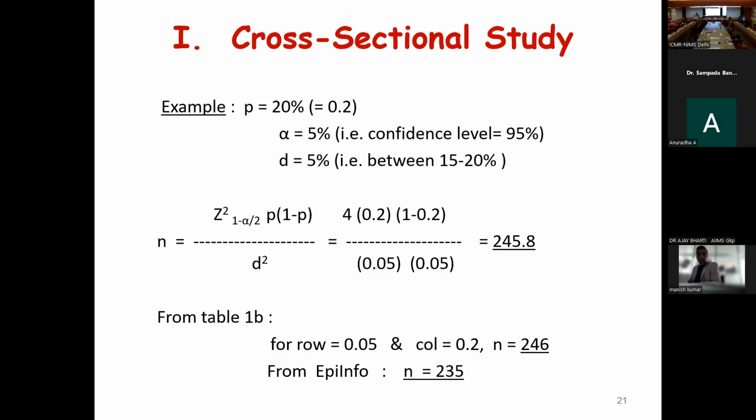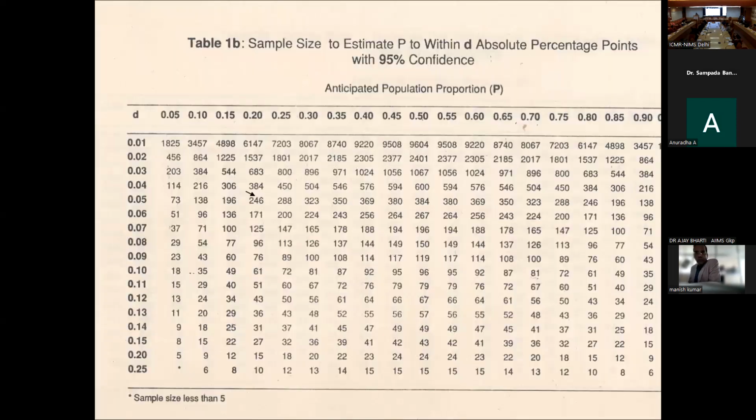So I'll go to the next table. Here you get 246, around the same number. See, the column is anticipated prevalence, the row is precision. So for 20% and your 5%, you get 246. So you get almost the same number if you don't want to calculate.